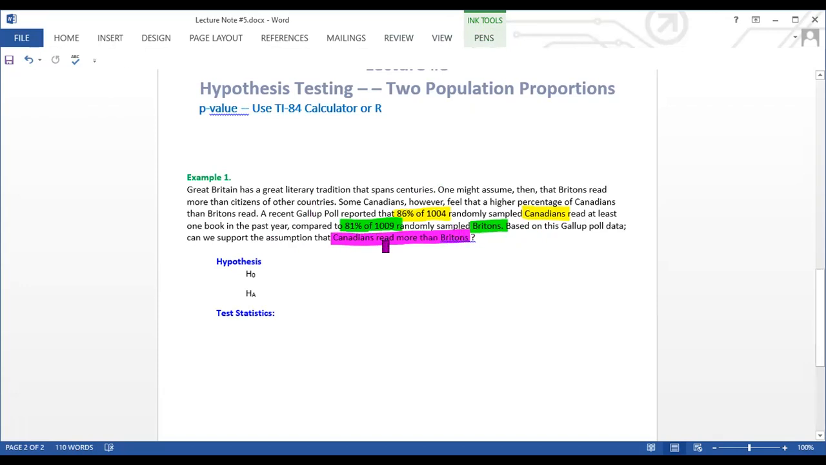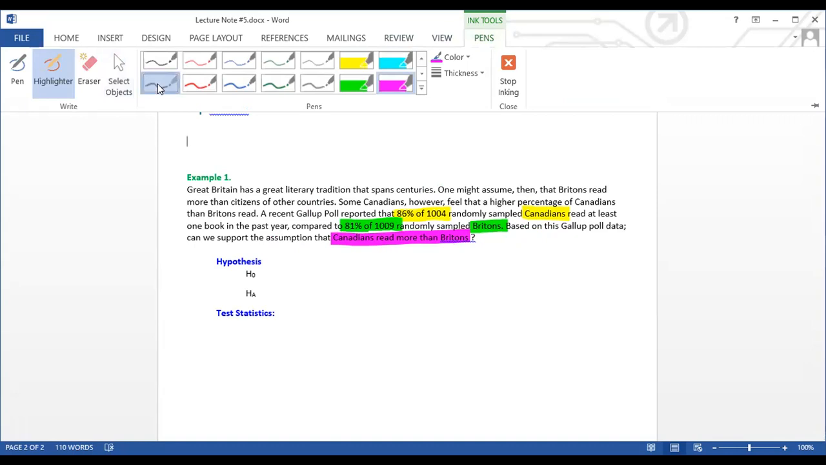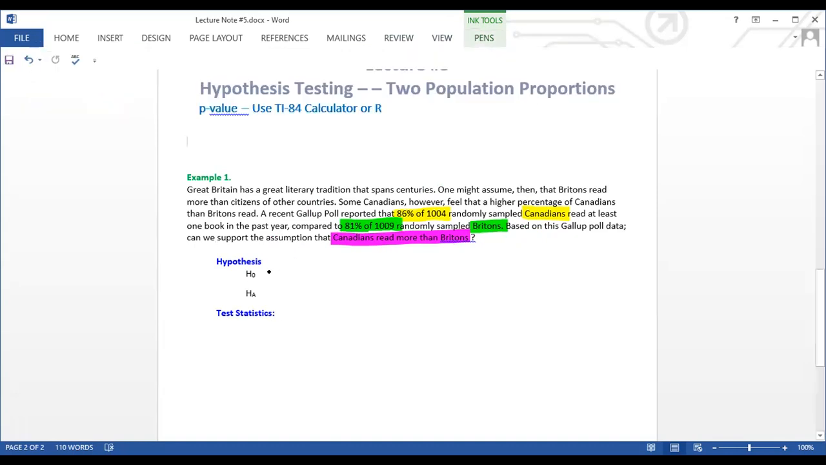Those are the key words. Will they read more? That's the proportion. So PC, the Canadian proportion, is equal to PB, the Britain proportion, and I want to test whether PC is greater than PB, so that Canadians read more than the Britons. Now let's put in all these numbers.